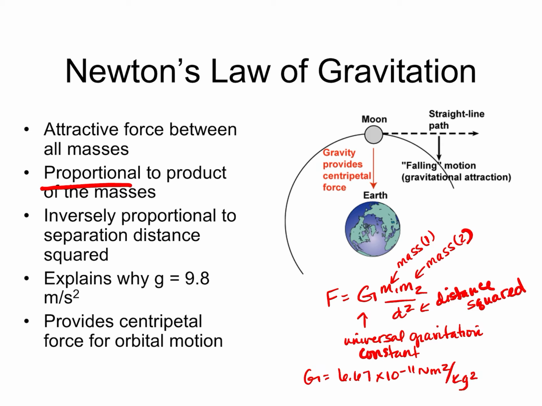All right, so it's 6.67 times 10 to the negative 11th Newton meters squared per kilogram squared. We're going to do an example with that here in a minute.